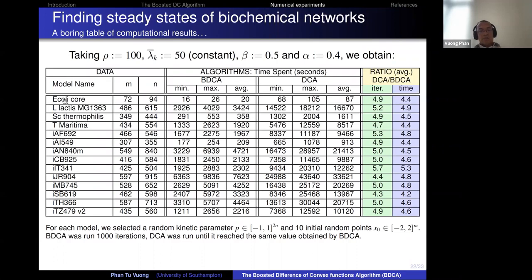For example, in this first model, DCA needs 5 times more iterations and 4.4 times more time. For each model, we select a random kinetic parameter defined in biochemistry, and 10 initial random starting points. We run BDCA for 1000 iterations, and DCA runs until it obtains the same objective value as BDCA. So this one is a little bit boring, but anyway.